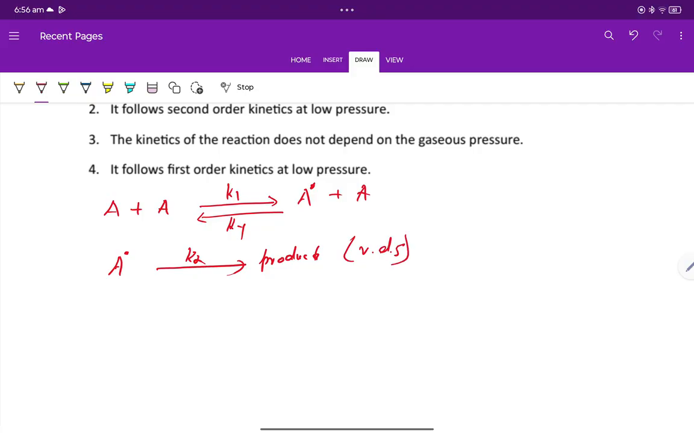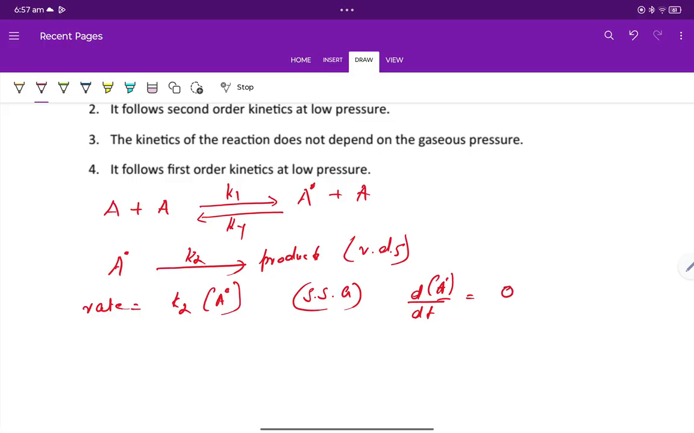Since it is a rate determining step, the rate will be equal to K2 into A star. So our problem is to determine the concentration of A star. Generally, we use the steady state approximation, SSA, to determine the concentration of A star. So the steady state approximation says that the change of concentration of A star with respect to time will be equal to 0.